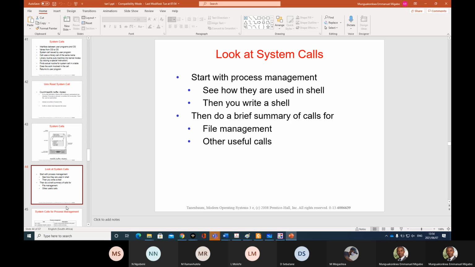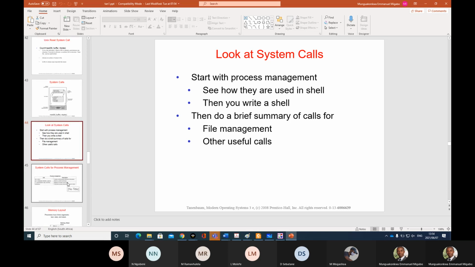Remember what we said, every system call is made up of a procedure. In a shell, you write a script, and every script is made up of system calls. Okay, and the shell executes the script. Then at the end, we'll do a brief summary of calls, and we will apply them to things such as file management and some other useful calls. That is mostly what we'll be doing, even in the other coming chapters.